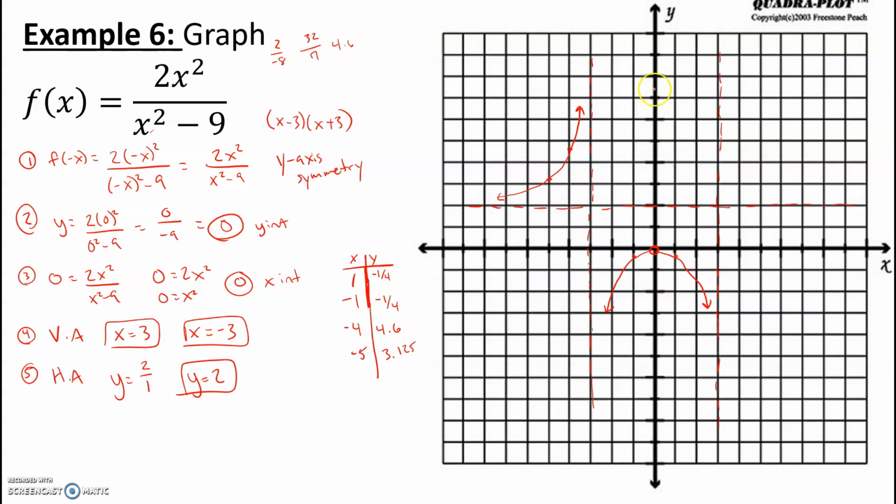And remember that symmetry, you don't have to plug in points over here. We can kind of just copy paste. So we'll have 4, 4.6, 1, 2, 3, 4.6. And we'll have 5, 3.125. And we'll have that symmetry. So if you understand the symmetry, it can kind of save you some time graphing. All right, I'm going to pause here and we're going to pick up for part 2 for a second video.